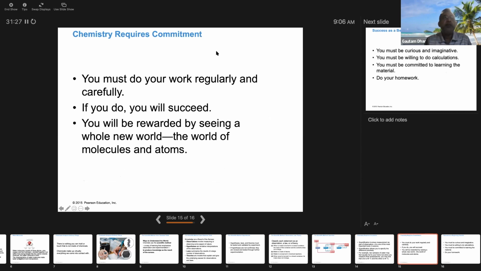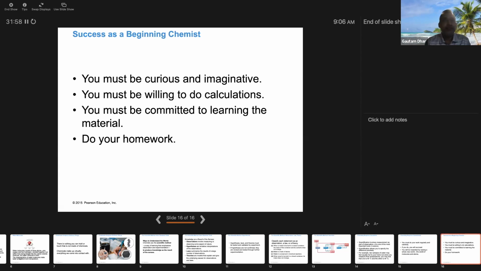And again, chemistry requires commitment, of course, any subject for that matter. I would not say chemistry alone. You must do your work regularly and carefully. If you do that, you will succeed and you will be rewarded by seeing a whole new world, the world of molecules and atoms. And also, since many of you will be going into biological science, I would say life itself. You must be curious and imaginative. You must be willing to do calculations. You must be committed to learning the material. Do your homework.